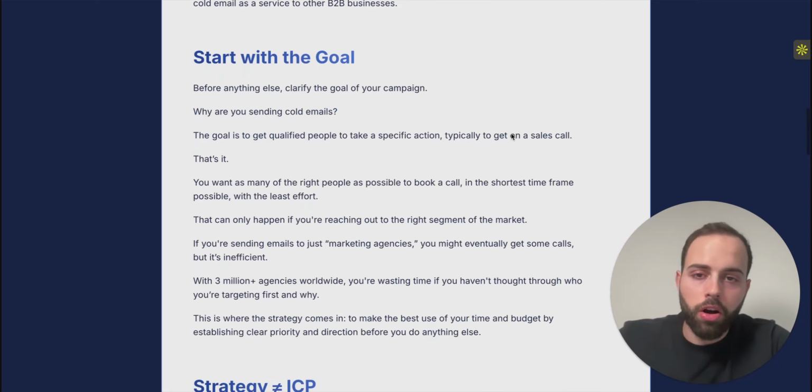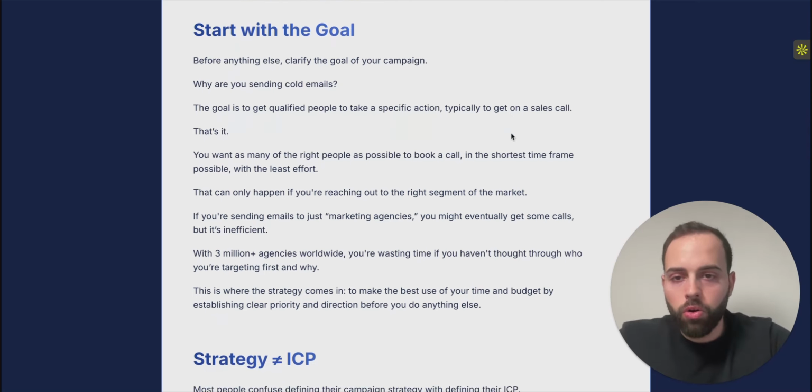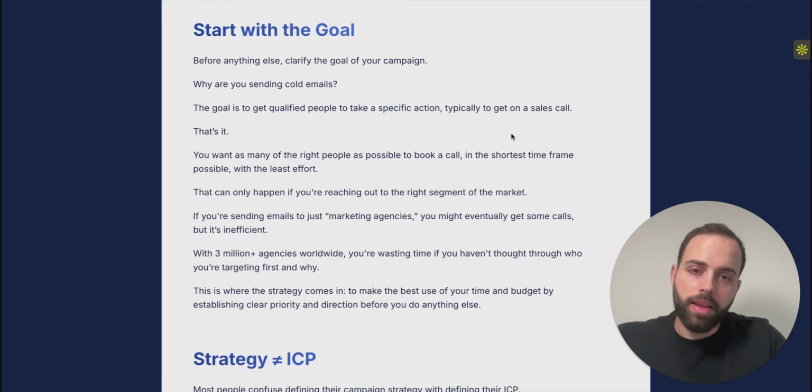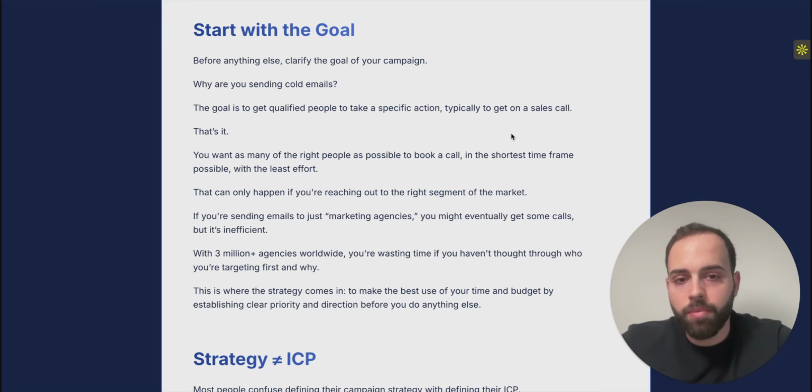So start off with the end goal in mind. Before you do anything else, clarify the goal of your campaign. Why are you even sending cold emails? Well, the goal is to get qualified people to take a specific action, and that is typically to get on a sales call with yourself or with your clients. That's it. So you want as many of the right people as possible to book a call in the shortest time frame possible with the least amount of effort. Okay, and that can only happen if you're reaching out to the right segment of the market.